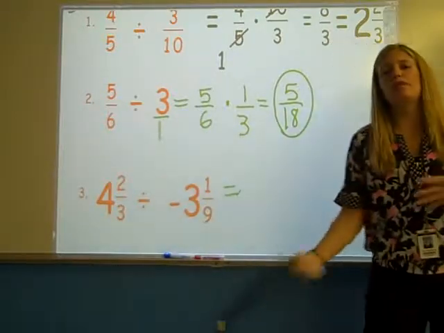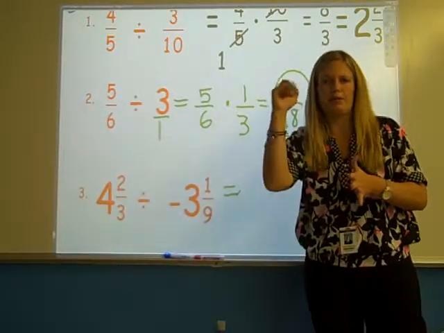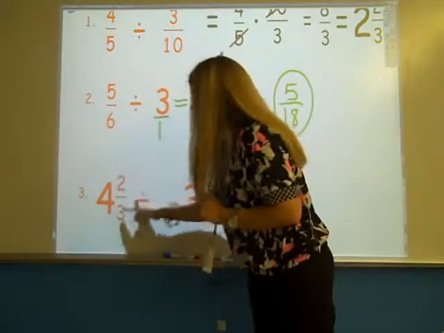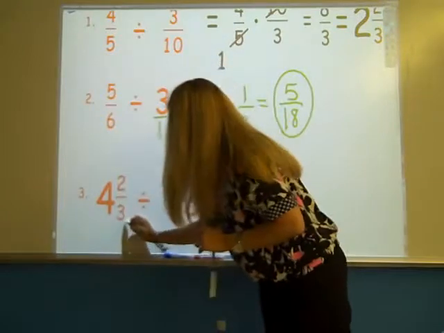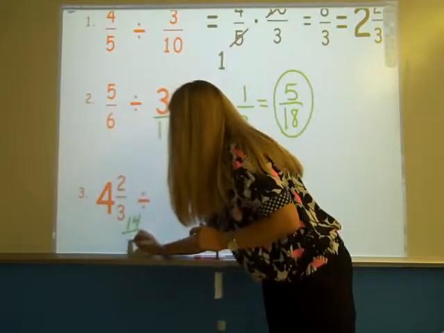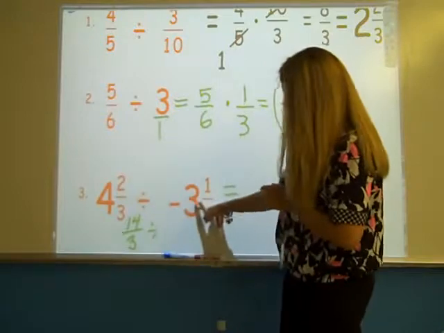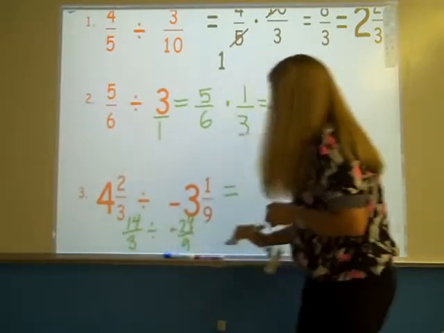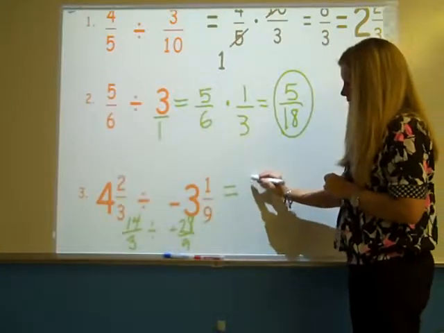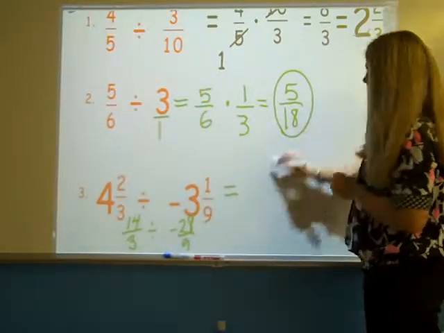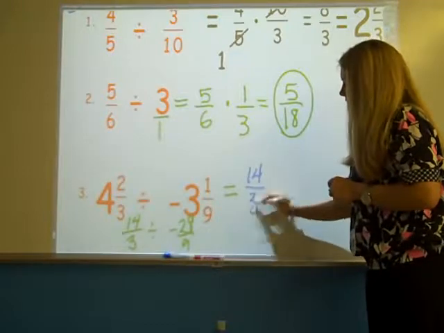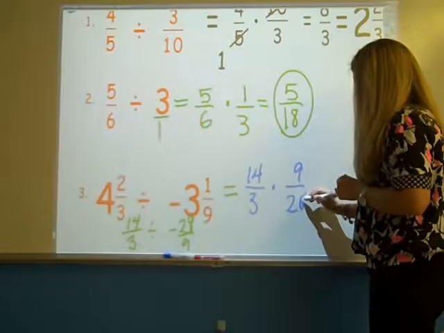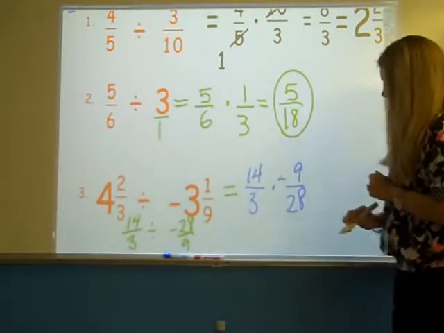Okay, now I have some mixed numbers. Before you can do anything, you need to make them improper. You're going to put yourself a star. You need to make them a fraction, not a mixed number. This is also known as 14/3. Divided by, this would be 28/9. And it's negative. So keep the first number, 14/3, times, flip this, 9/28, and put the negative in.